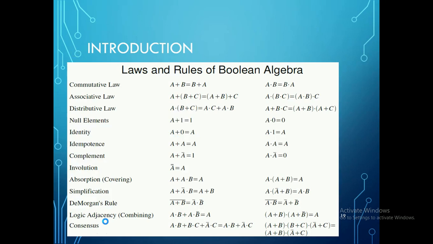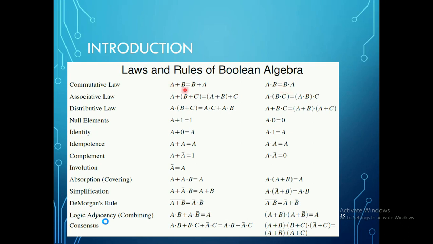Now let us see some laws and rules of Boolean algebra. You have to remember these formulas. It is not in the syllabus, but still you have to know these formulas. Already you know the commutative law and the associative law. If you apply it to our logical expressions, A plus B is equal to B plus A, so if you add in this way, A plus B equals B plus A, or A into B is equal to B into A.